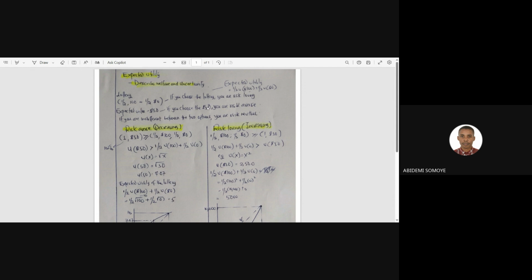If you choose the $50, you are risk averse. So it's either you play the lottery or you do not play the lottery. If you play the lottery, you are someone who loves risk, or you could also be risk neutral. If you don't play the lottery and you decide to take the $50 instead, then you are risk averse. Are those two assertions clear?